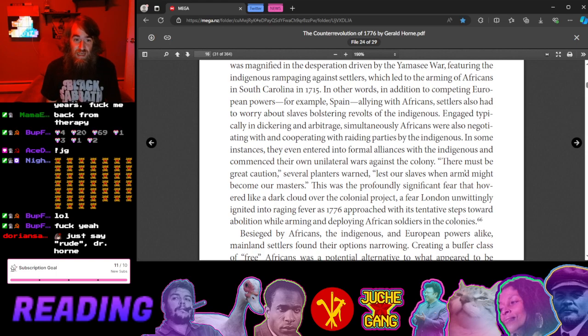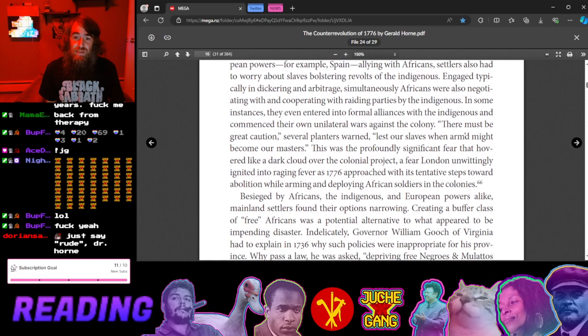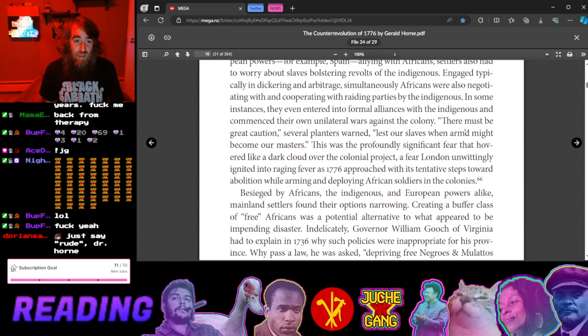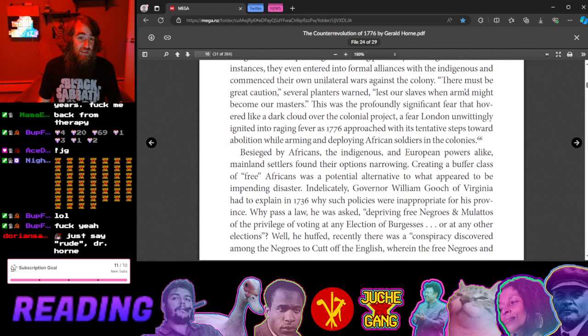Engaged typically in dickering and barter, simultaneously Africans were also negotiating with and cooperating with raiding parties by the indigenous. In some instances, they even entered into formal alliances with the indigenous and commenced their own unilateral wars against the colony.